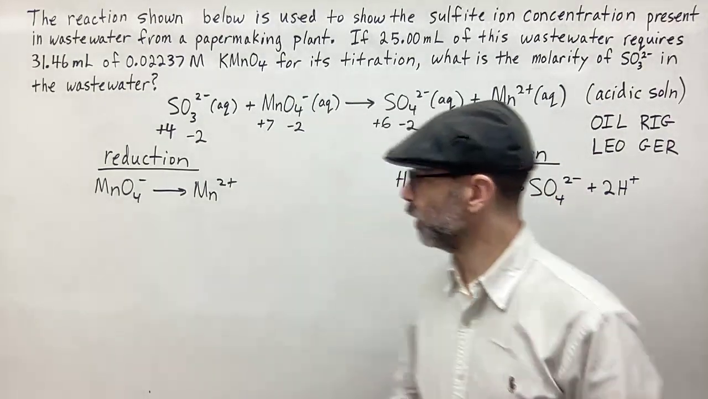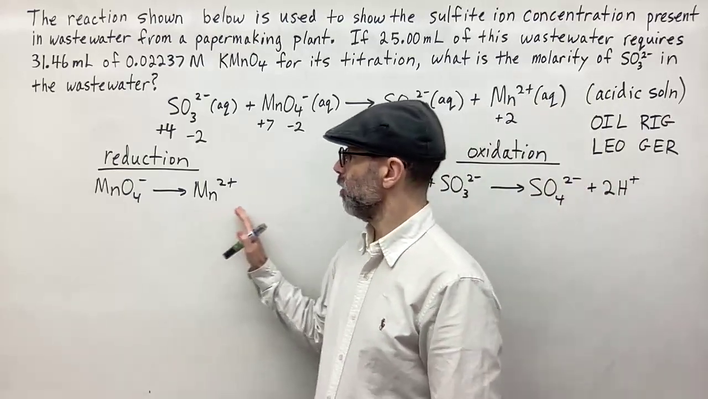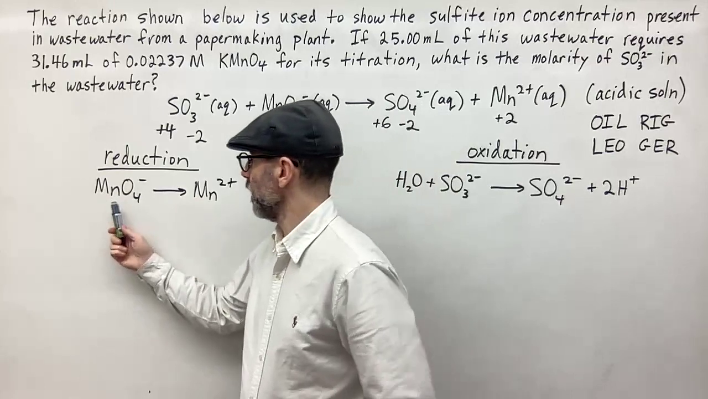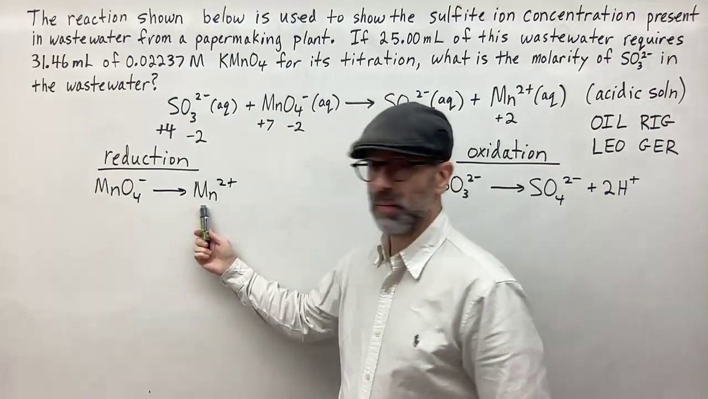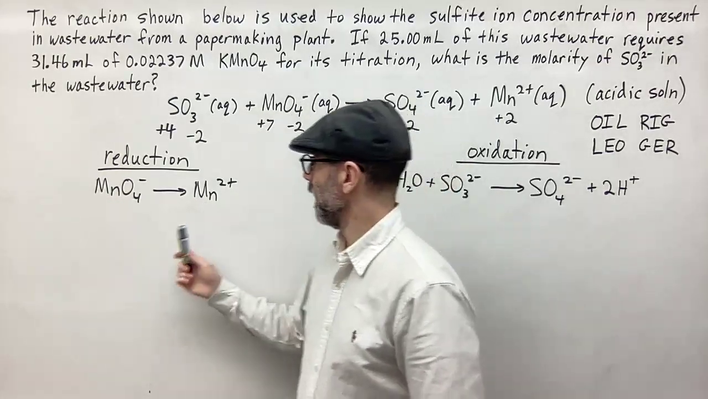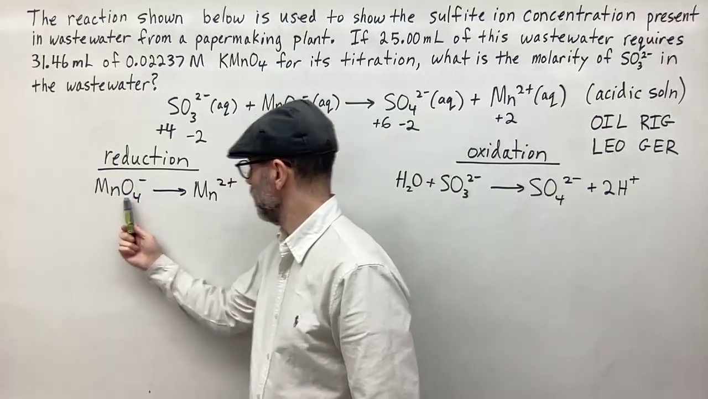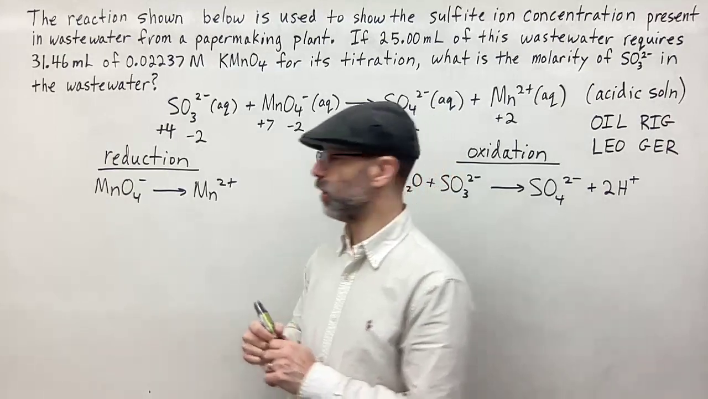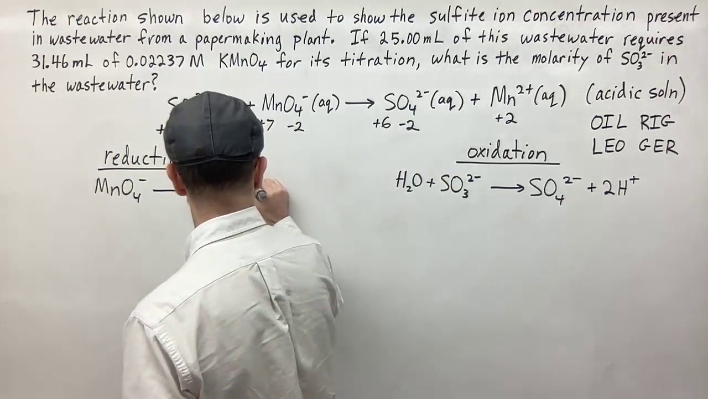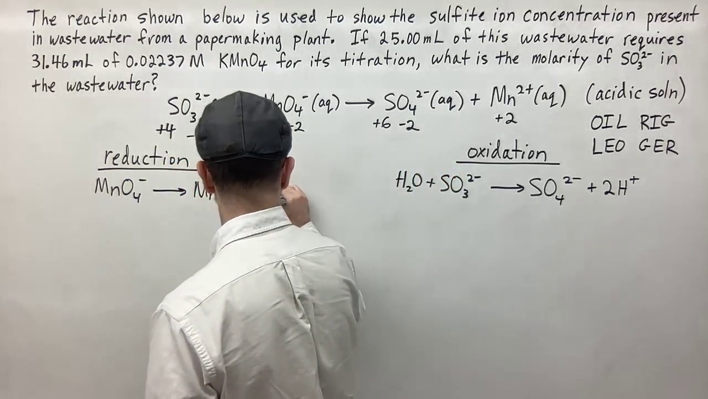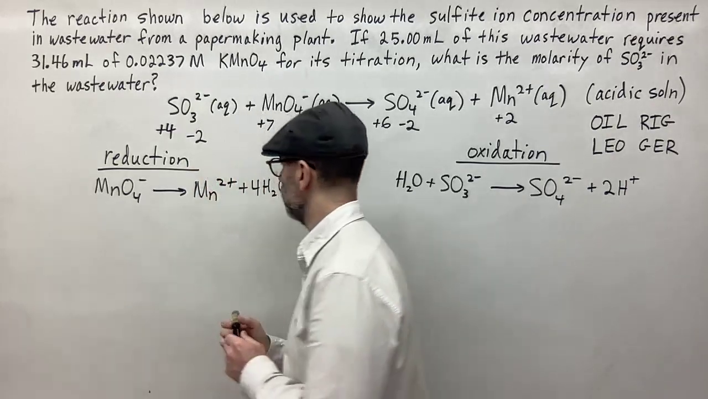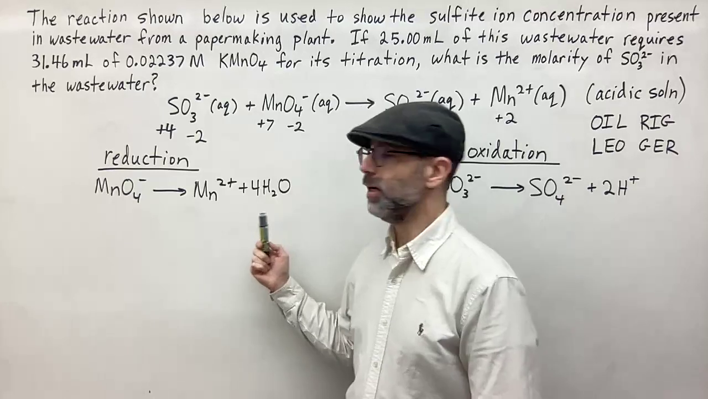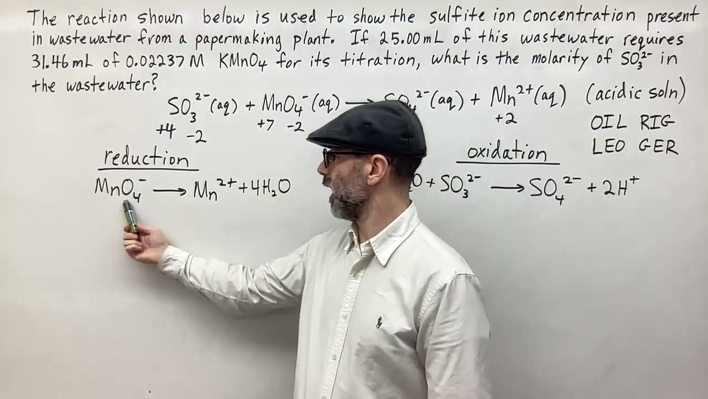So let's now go over to this half reaction. Same thing. We need to get atoms equal on both sides. So here I have one manganese, but here I have four oxygen. So I'm going to need four oxygen on this side. So I'm going to add four water molecules. So add 4H2O. Okay. Now that I have four oxygens on this side, it's balanced with this four oxygens.